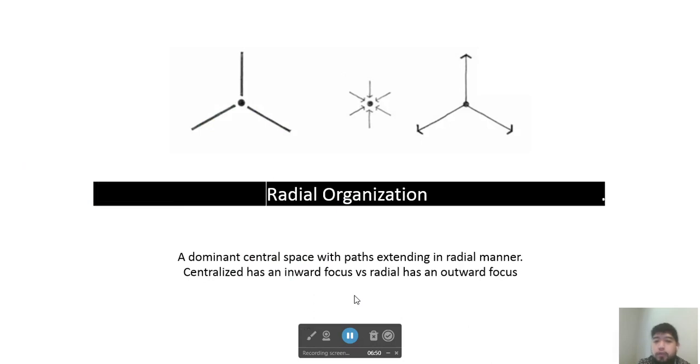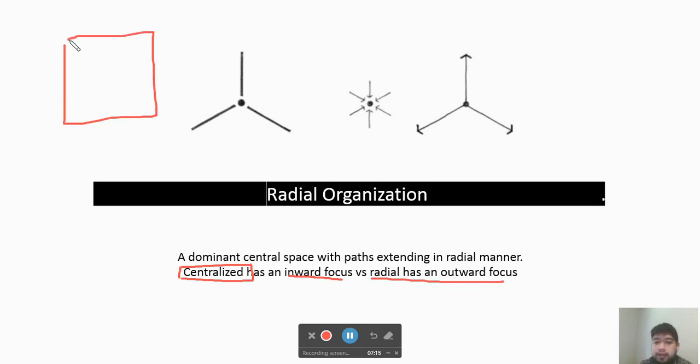So another one is radial organization. This one has a dominant central space with paths extending in a radial manner, and the big difference from centralized, which we talked about, is that centralized has an inward focus versus radial has an outward focus. So when we talked about centralized, it has an inward focus. That means that this is the main space, and everything here is secondary, right? This is what we said previously.